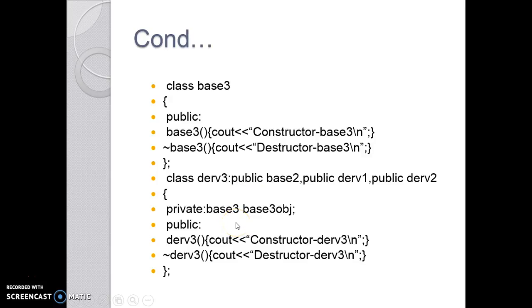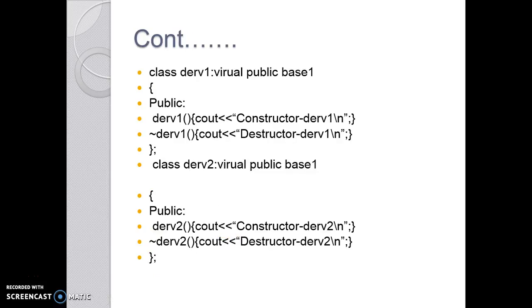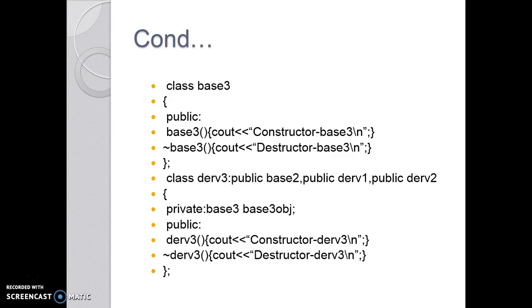That means the first output has to be base 1, because it is used as a virtual base class. Next, it has to be the non-virtual base classes, that is base 2, derived 1, derived 2. Then if we have base 3's object, base 3's constructor should be called.